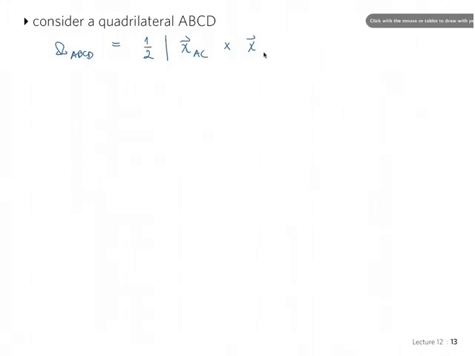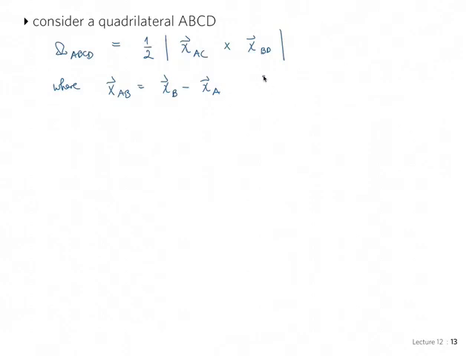So we can write that. The area of ABCD is equal to 1 half, of course, it's got to be positive, of these diagonals, the vector going from A to C, cross product of the vector going from B to D. So this vector AB is equal to x vector of point B minus vector of point A, and for any point, this x is the position vector.